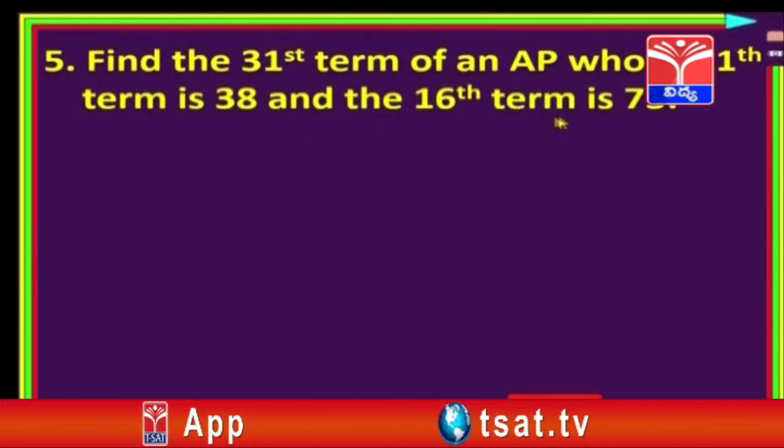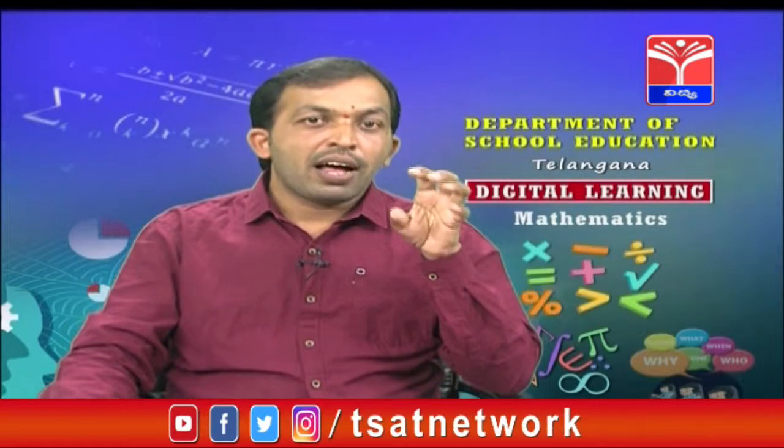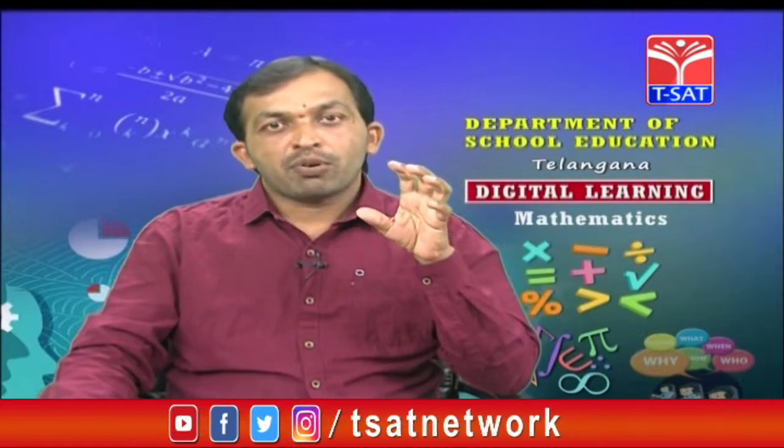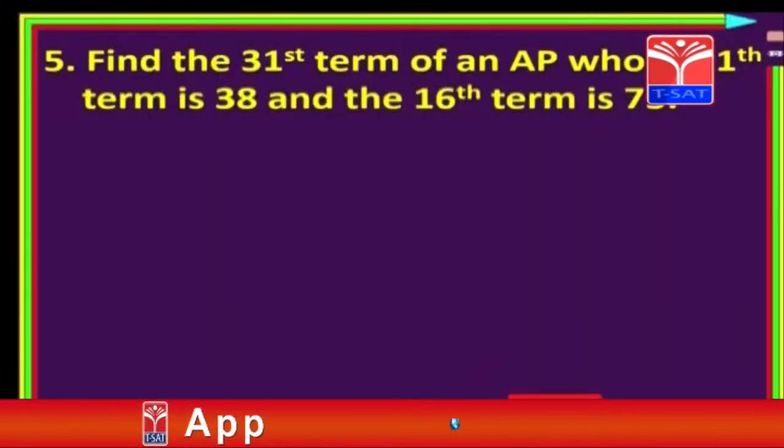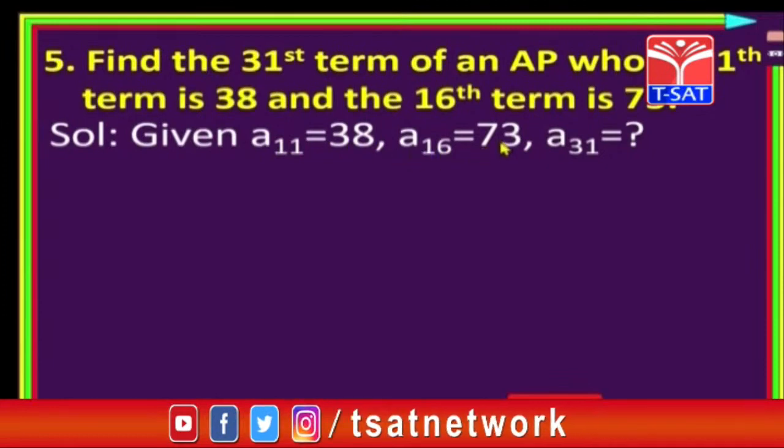the 16th term is 73. Okay, it is an interesting question. Here 11th term given and 16th term also provided. By using those two terms, we should find 31st term. Okay. So first write given data. What is given? 11th term is 38. That means A11 is equal to 38 and 16th term A16 is equal to 73.